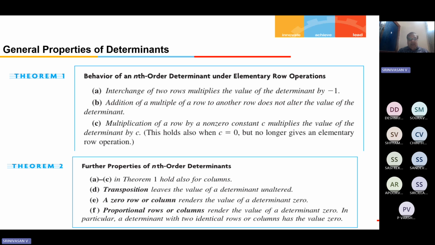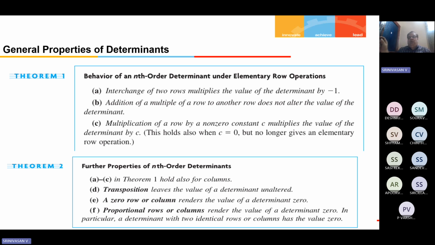I will show you. Now, proportional rows or columns render the value of the determinant 0. In particular, a determinant with two identical rows. So here we have the term proportional. That means the elements of another row are multiplied by a constant, the elements of that row. So they are now identical because they are in the ratio, maybe 1:2. You know what is meant by the ratio 1:2.